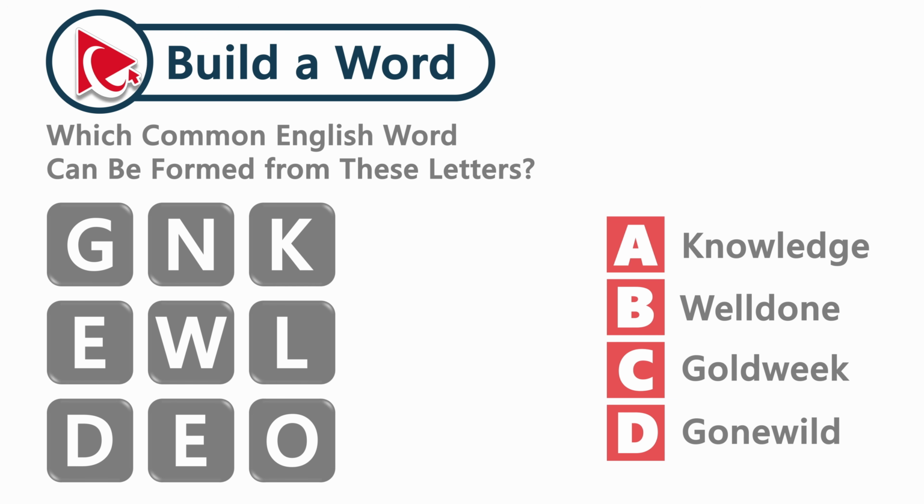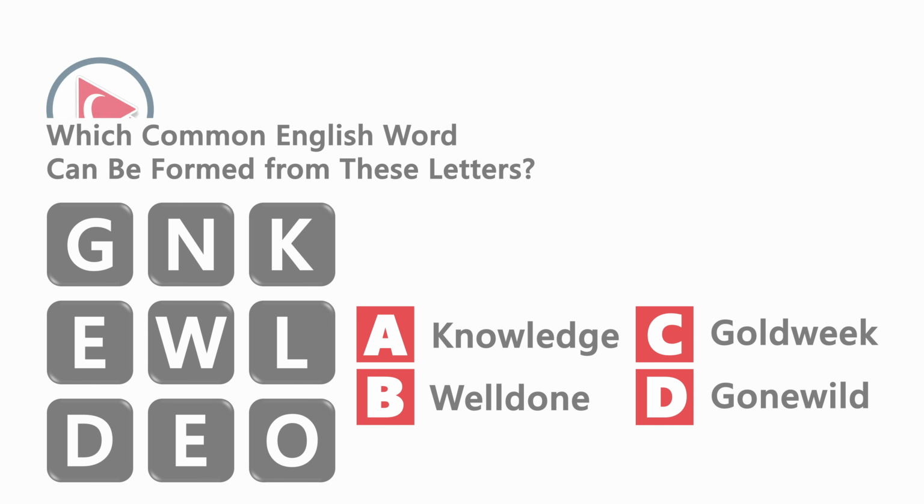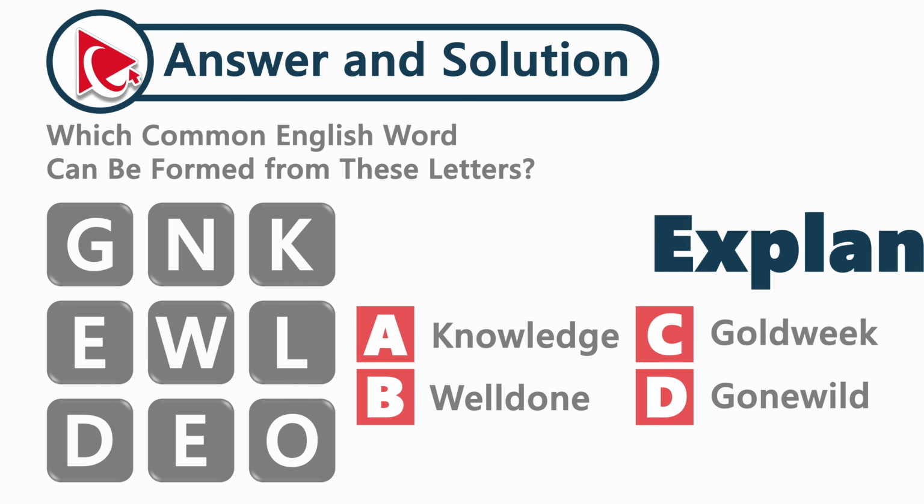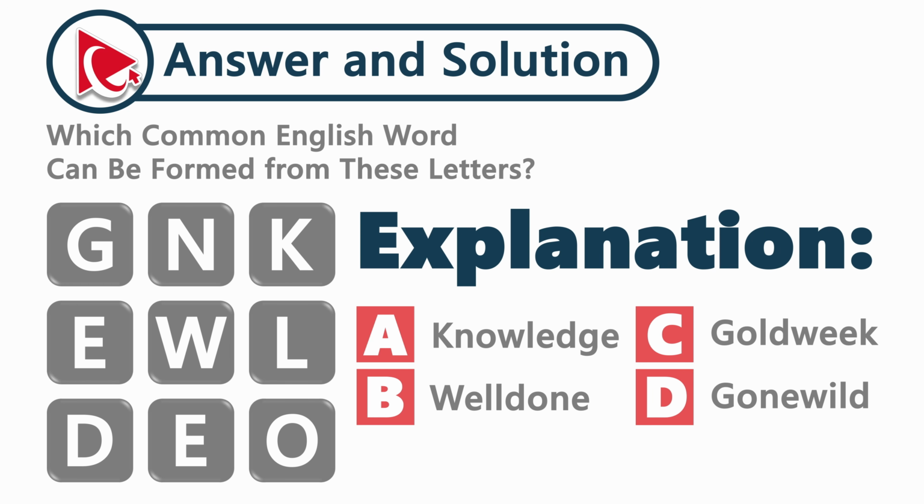Time's up. Do you have your answer ready? I hope so, because the solution is surprisingly simple. Let's start by looking at incorrect combinations. Choice B, well done. It's a valid word, but it cannot be formed from the combination of letters G and K, E, W, L, and D, E, O. Same is true for choices C and D. Gold Week, and Gone Wild.